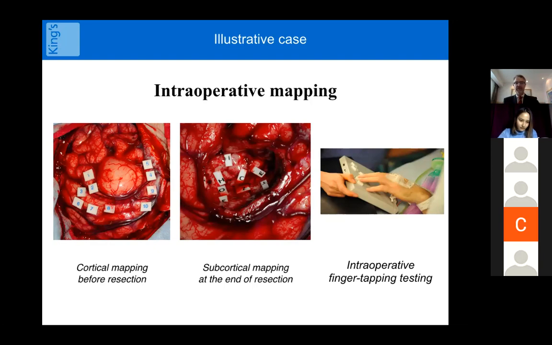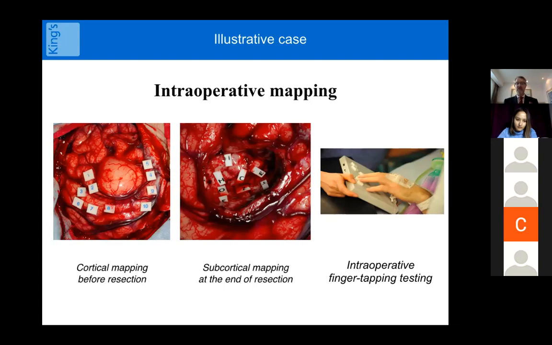So 1, 2, 3 is the motor hand. 4 and 5 is the motor lower limb, foot. 6, 7, and 8 is the sensory hand, so tingling and pins and needles that he was reporting in his right hand and right fingers. And 9 and 10 was the sensory foot, again, pins and needles when you stimulated that region in his leg and foot.